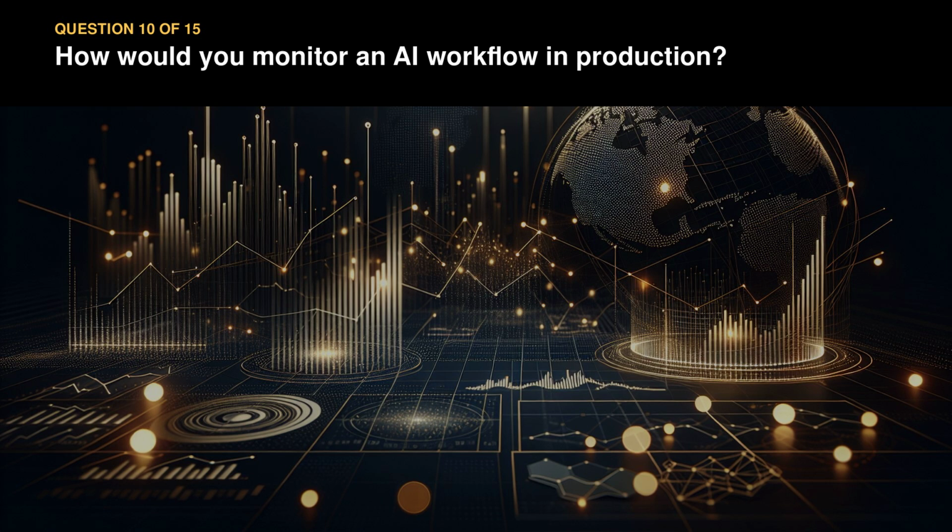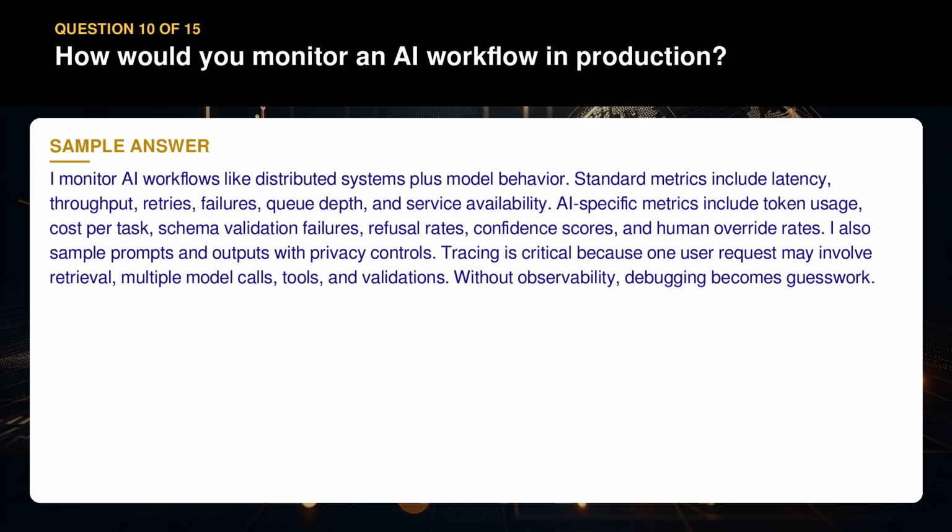Question 10. How would you monitor an AI workflow in production? I monitor AI workflows like distributed systems plus model behavior. Standard metrics include latency, throughput, retries, failures, queue depth, and service availability. AI-specific metrics include token usage, cost per task, schema validation failures, refusal rates, confidence scores, and human override rates. I also sample prompts and outputs with privacy controls.